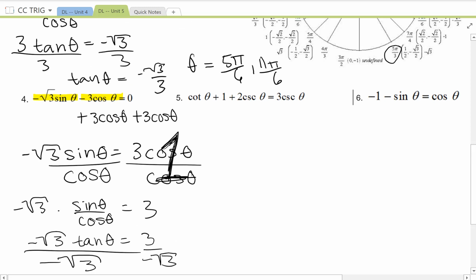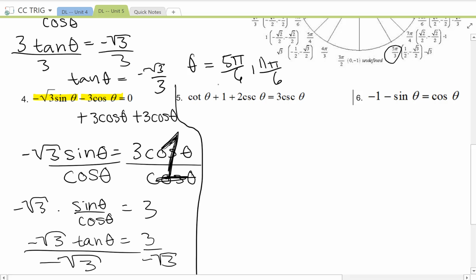Okay, we're looking at a bit trickier of examples here with numbers 5 and 6. In numbers 3 and 4, we were able to do this cool little dividing thing because sine over cosine is tangent. But I would only like you to use it with sine and cosine only when you have 2 terms.